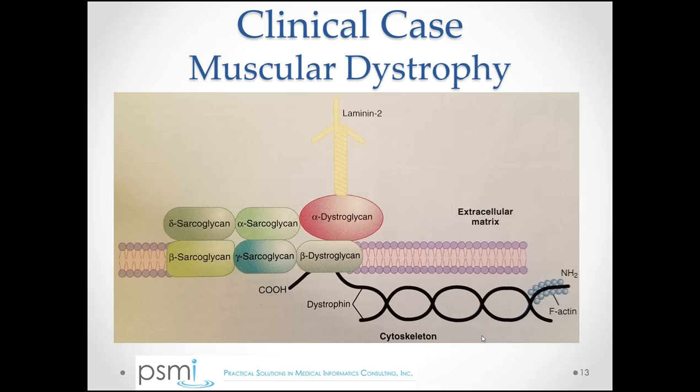So that's our introduction to Becker's and Duchenne's muscular dystrophy. We're going to digress now. We're going to start talking about genetic engineering. And then after talking about genetic engineering, we will come back to muscular dystrophy and look specifically at how some of the genetic engineering technology is being applied to this particular disease.